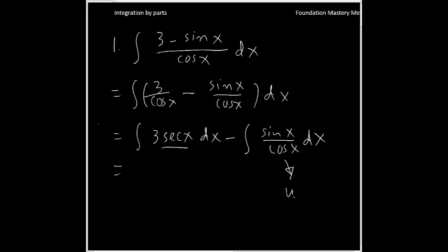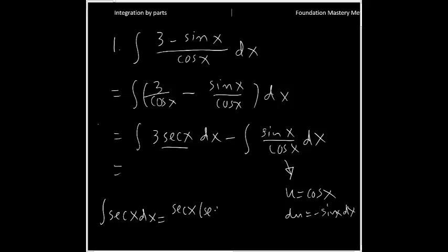In this case, if you say u equals cosine x, then du will be negative sine x dx. That is exactly what you can see there. So with the substitution, this one will work. What happens on the first one? Secant x, you write it like this: secant x times (secant x plus tangent x) divided by (secant x plus tangent x), like that.